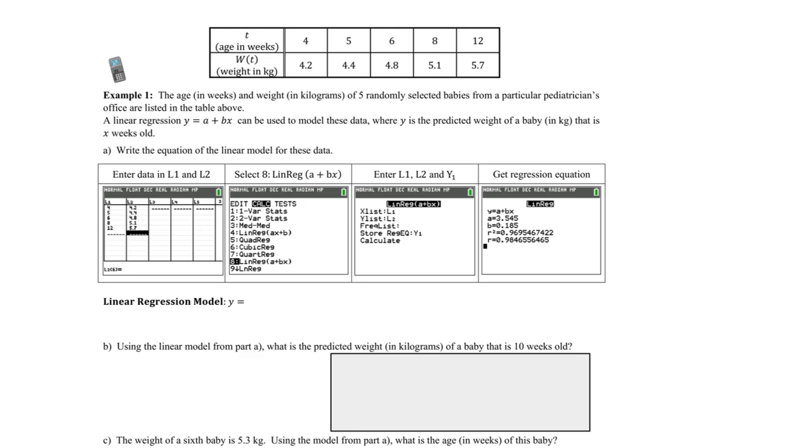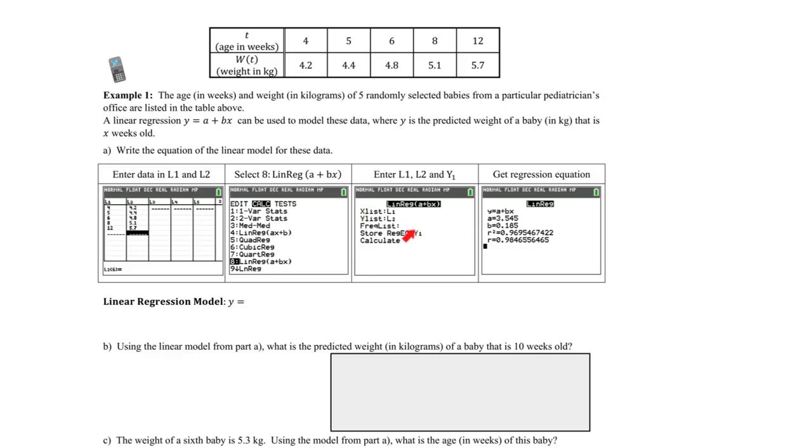So we're going to write an equation of this linear model. So go ahead and make your list 1 and list 2. We want T to be in list 1. We want W to be in list 2, okay? After you get that put into your calculator, go back to stat, go over to calc, and you don't have to scroll down to 8. You can just push 8 on your number pad, or you can just scroll down. Either way, that'll bring us to this.